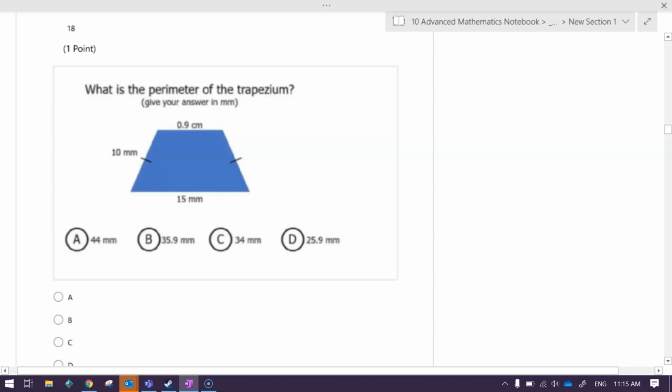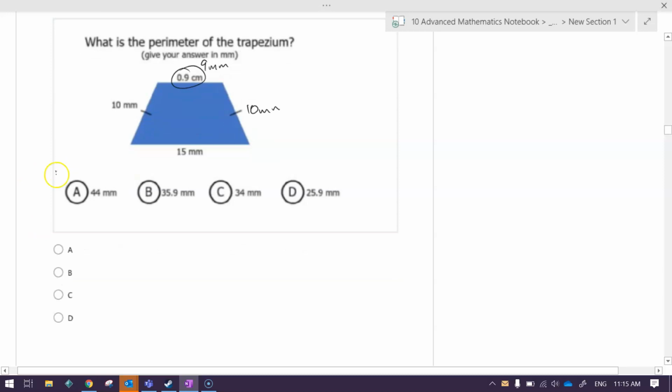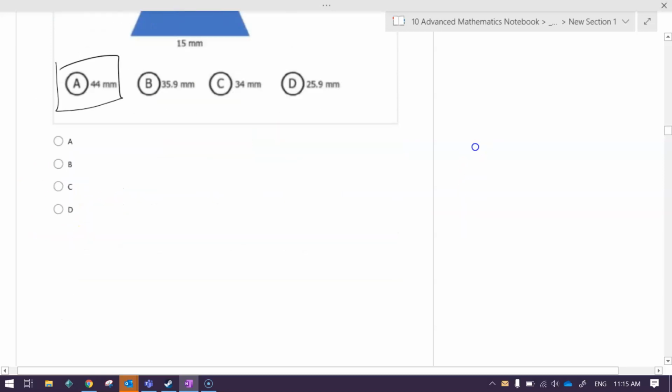What is the perimeter of the trapezium? 0.9 centimeters, 10 millimeters, 15 millimeters. This one's obviously 10 millimeters. What do we have to do? Make sure our units are the same. 0.9 of a centimeter is 9 millimeters. 10, 20, 35, and 9 makes 44 millimeters. Done.